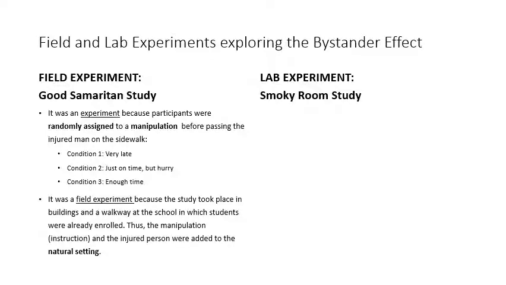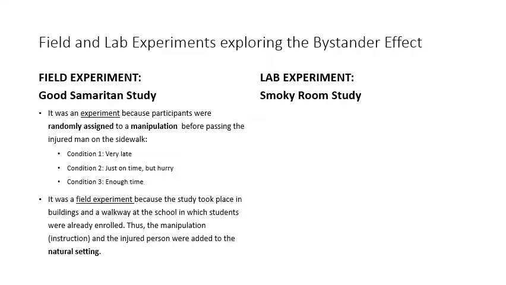And then, of course, as you know, they measured whether they helped the injured stranger on the side of the road. But we would also say that this is a field experiment because it took place in buildings and a walkway at the school in which students were already enrolled. So the manipulation or the instruction and the injured person were added to the natural setting. That's why it's a field experiment.